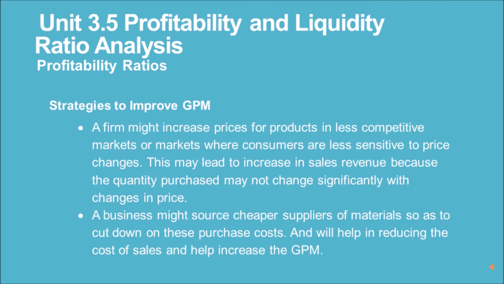Strategies to improve GPM. A firm might increase prices for products in less competitive markets or markets where consumers are less sensitive to price changes. This may lead to increase in sales revenue because the quantity purchased may not change significantly with changes in price. A business might source cheaper suppliers of materials so as to cut down on these purchase costs, and will help in reducing the cost of sales and help increase the GPM.